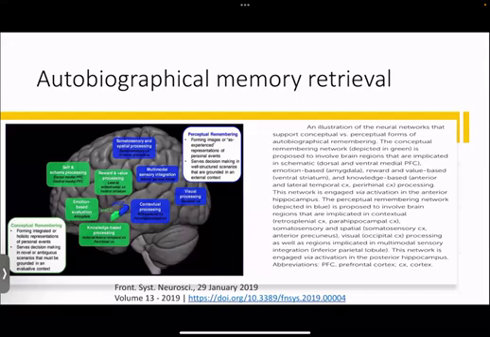One is perceptual remembering, another one is conceptual remembering. These are two ways of memory retrieval. Conceptual remembering means forming an integrated or holistic representation of personal events, which serves decision making in novel or ambiguous scenarios that must be grounded in an evaluative context.